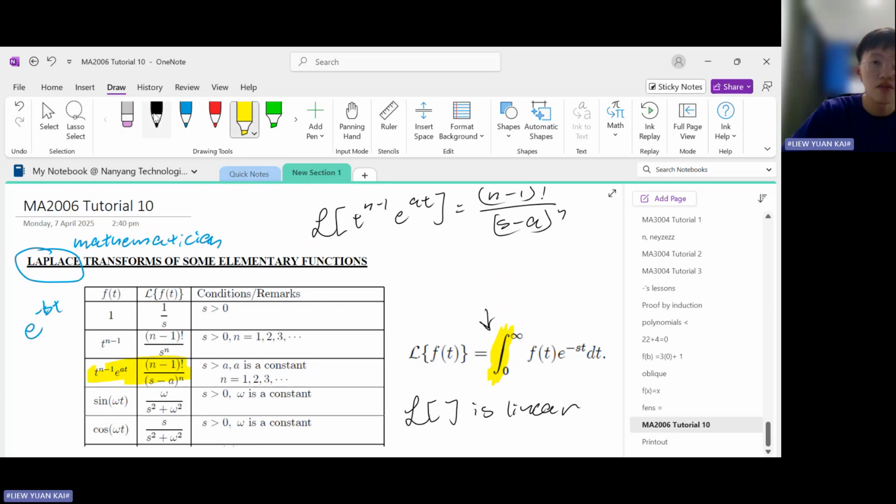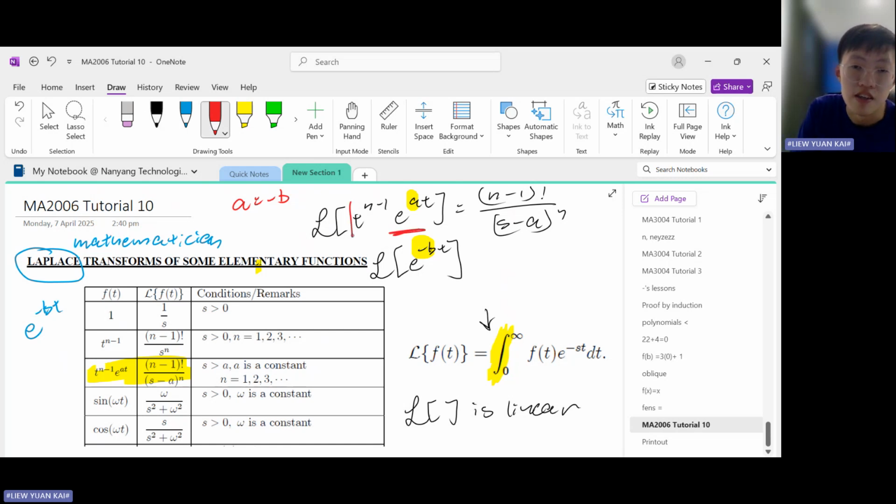Now, how do we apply it to our function here? So we want e to the minus bt. Okay, so we need to draw some similarities. In our case, a is equal to negative b. Then what else? In front of the e here is this t term, t to the n minus 1. Can we make a t to the n minus 1 in front of it? And the answer is yes, we can.